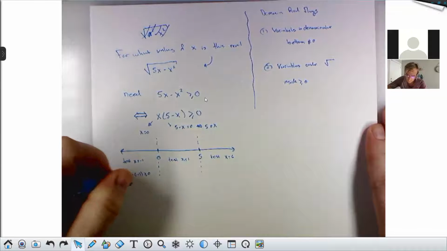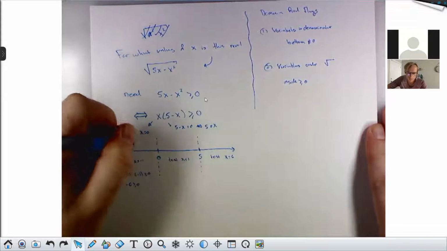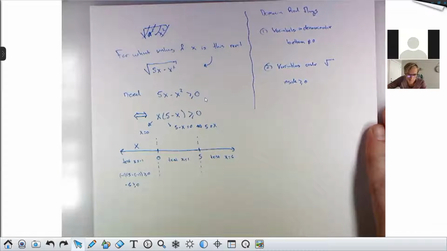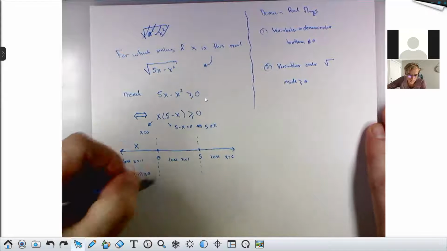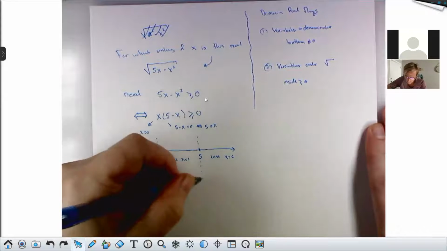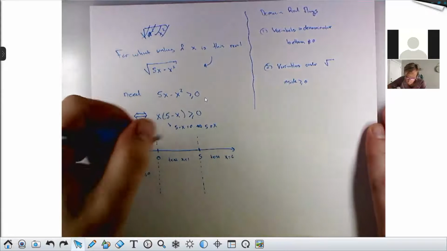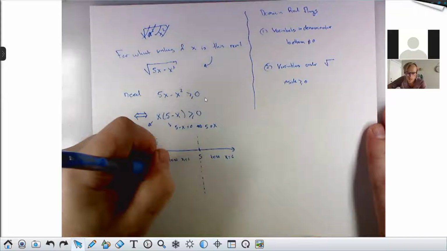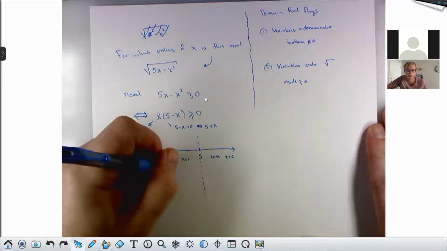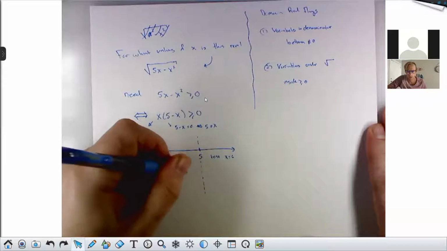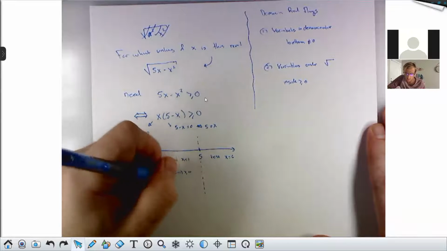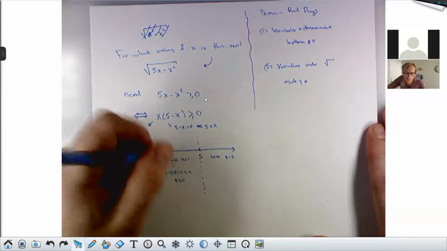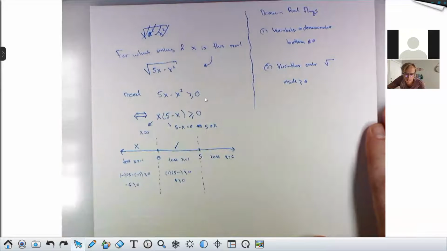So we get -6 is greater than or equal to 0. That's a false statement, so I would rule that one out. Then between 0 and 5, we could test 1. Here I would have 1 times (5 minus 1) is greater than or equal to 0. That's 1 times 4, so 4 is greater than or equal to 0. That's a true statement.